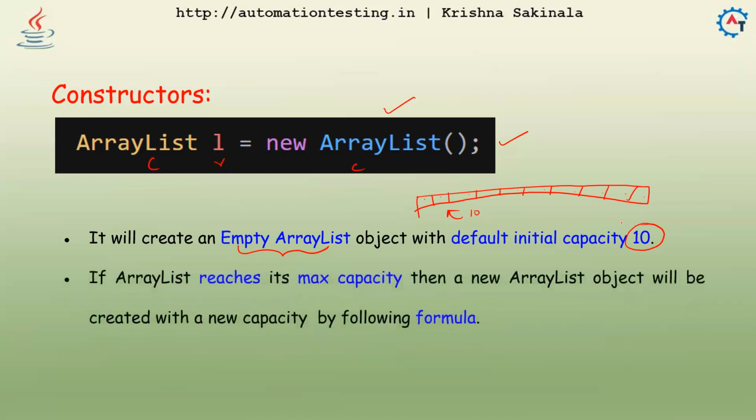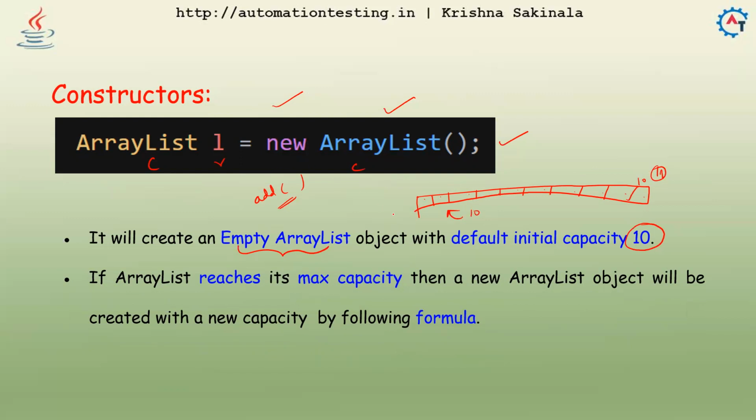If the ArrayList reaches its max capacity, then a new ArrayList object will be created with a new capacity by following a formula. I created one ArrayList like this, and I keep adding elements. We have the add method, and with the help of the add method I'm adding. I added 10 elements, but now I need to add the 11th element.